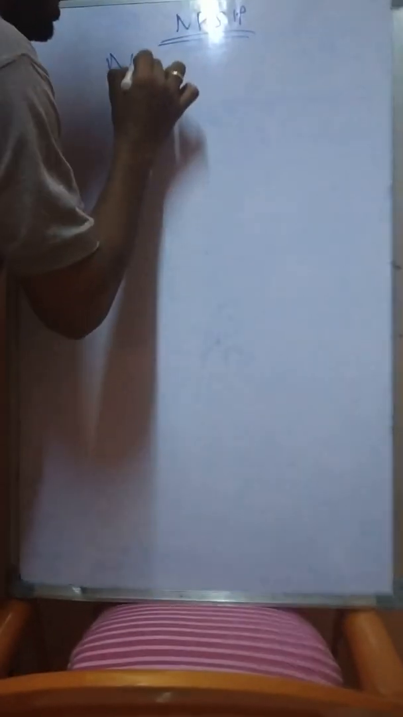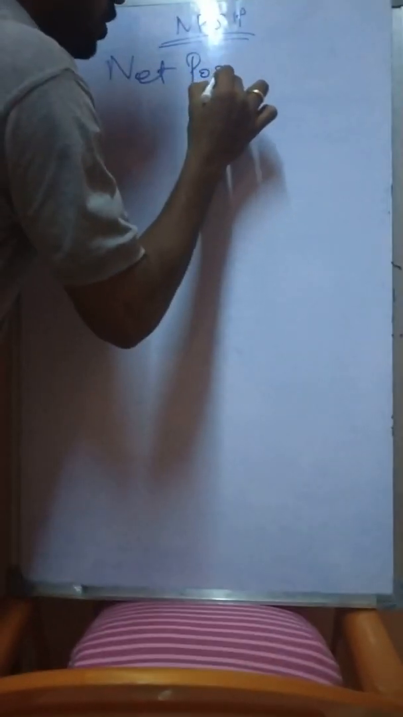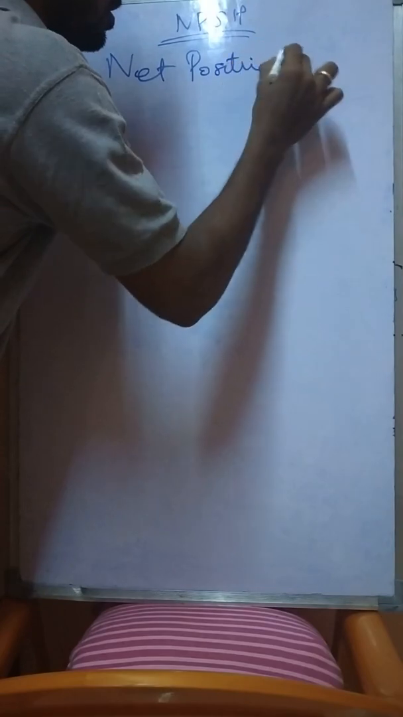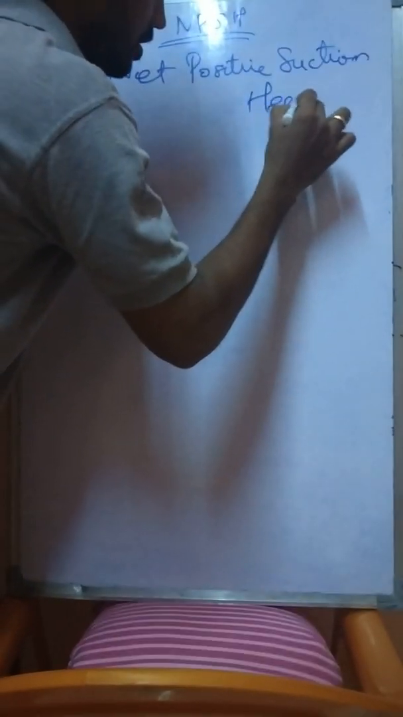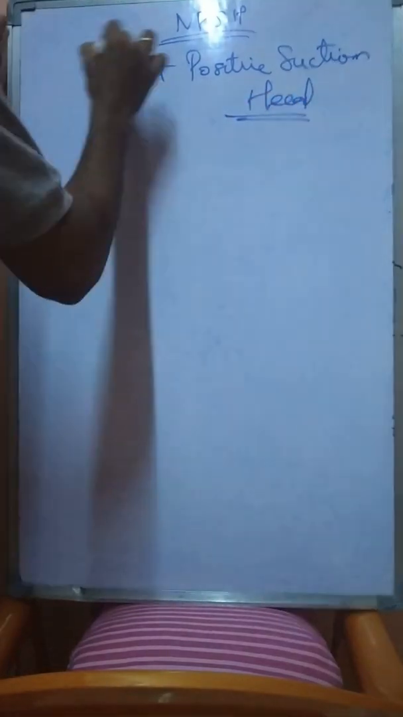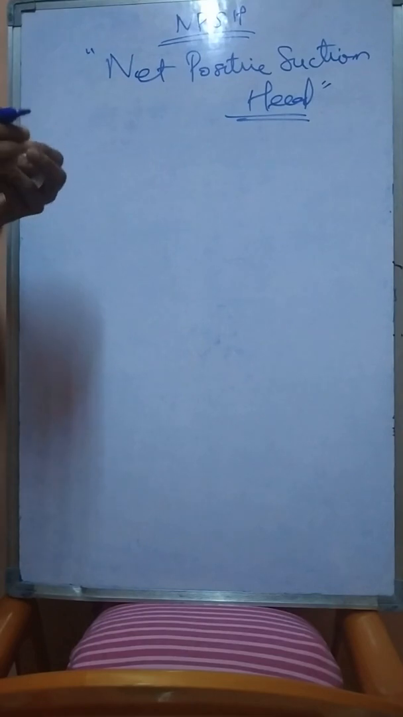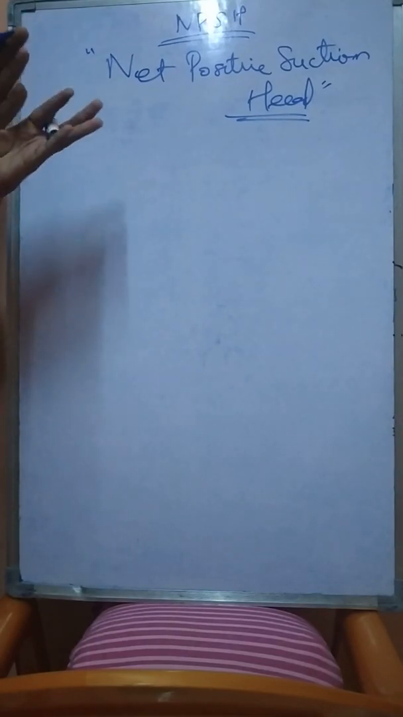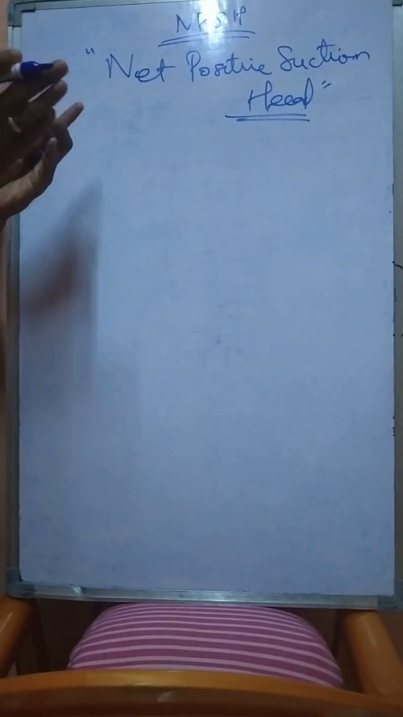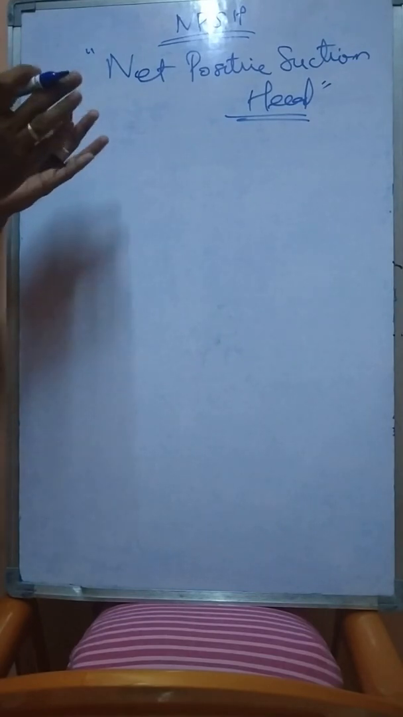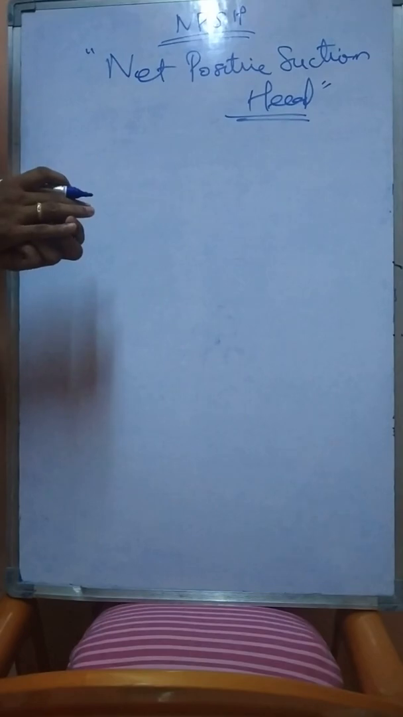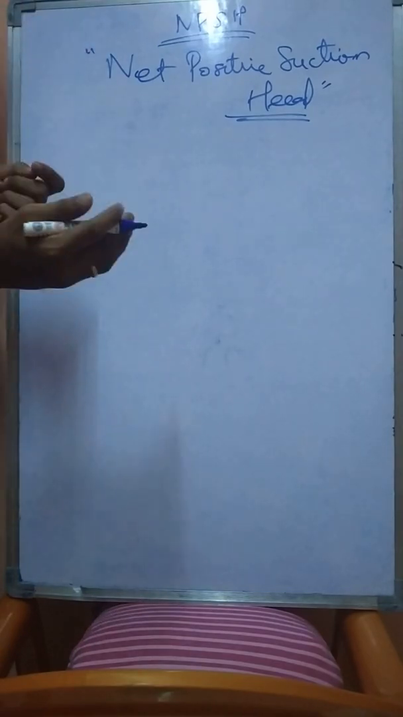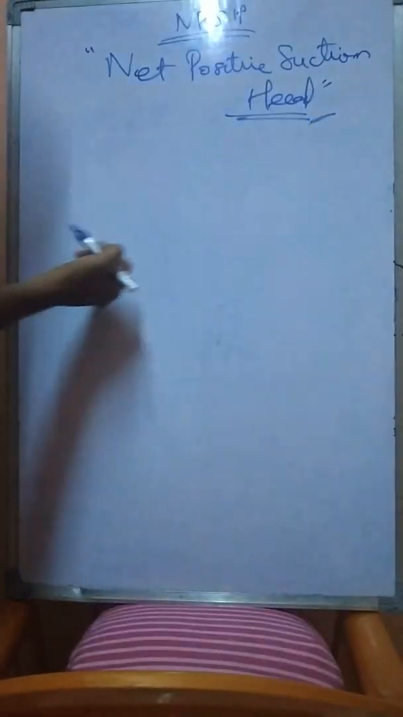Now, NPSH means, as you know, net positive suction head. In simple terms, for our understanding, the NPSH available in the pump will allow the smooth flow of fluid on the pump inlet side. So that's why we have to calculate it.